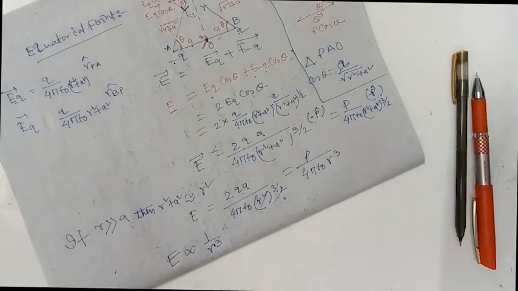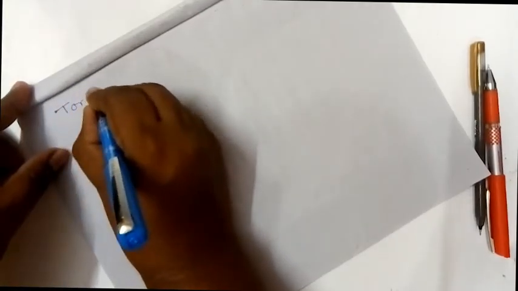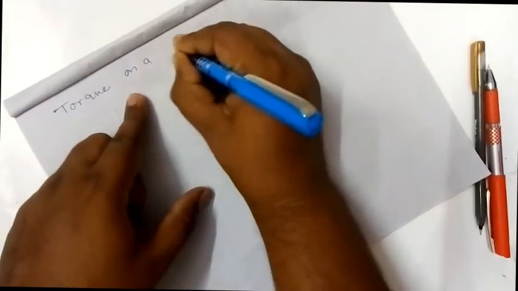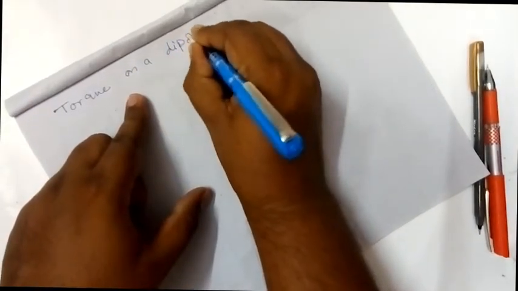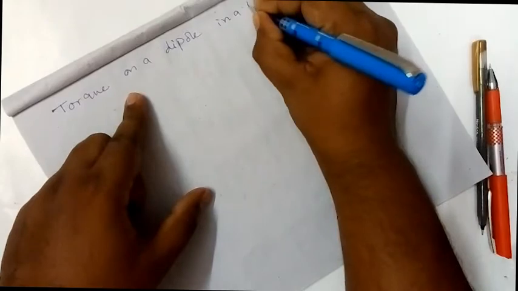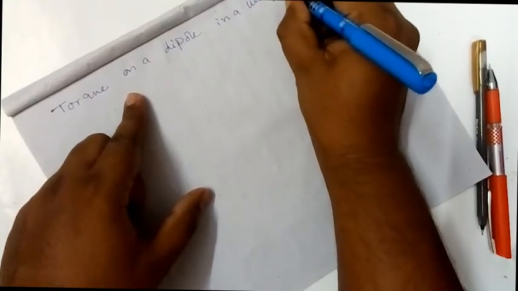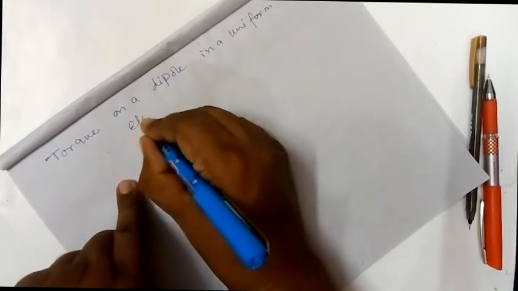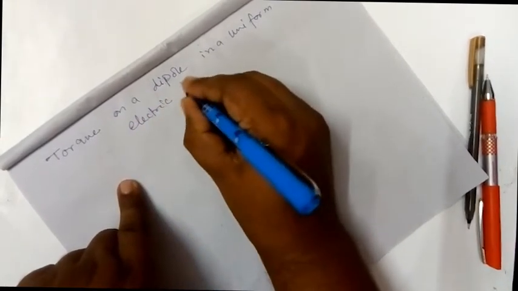Now the thing we will learn today is torque on a dipole in a uniform electric field. Torque on a dipole in a uniform electric field. Okay, let's see.